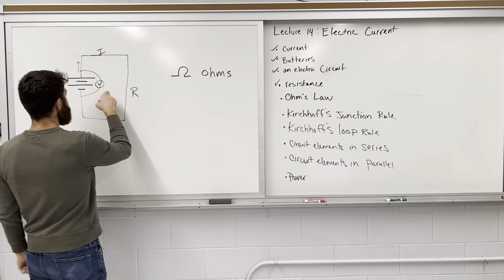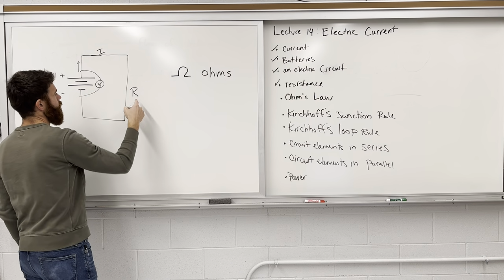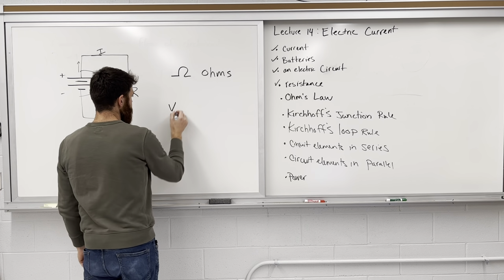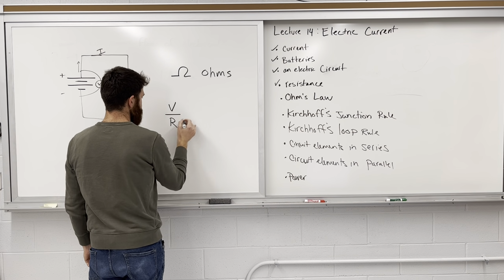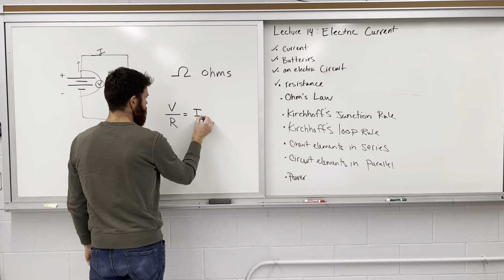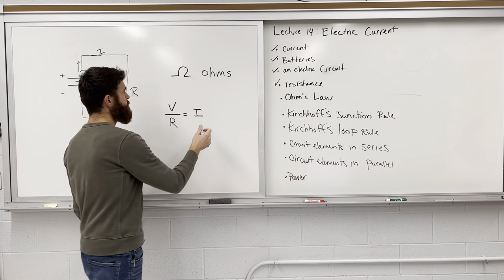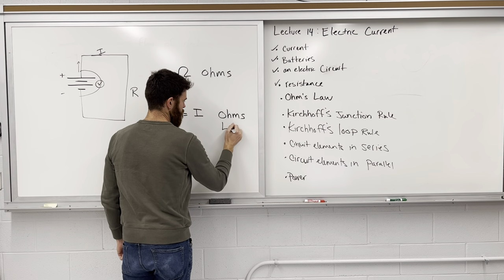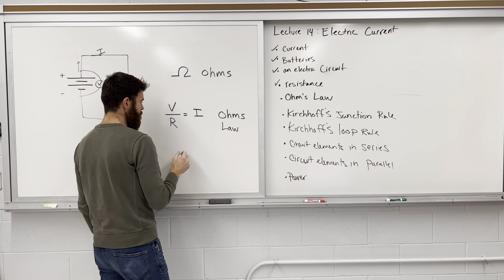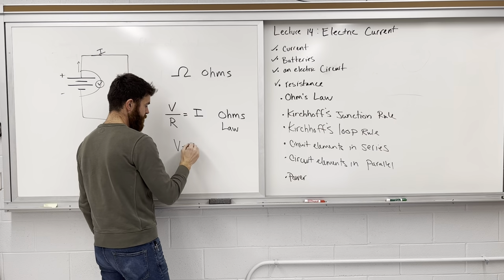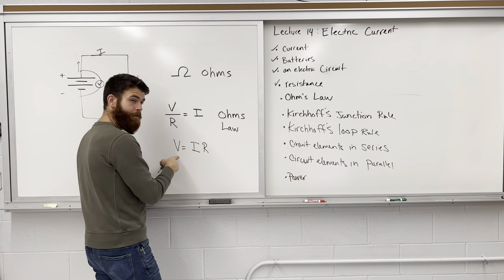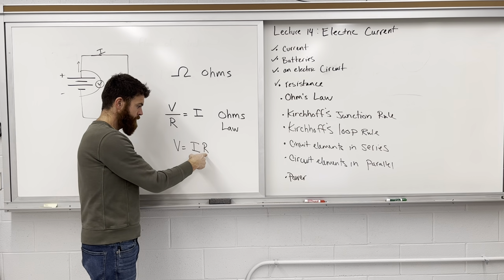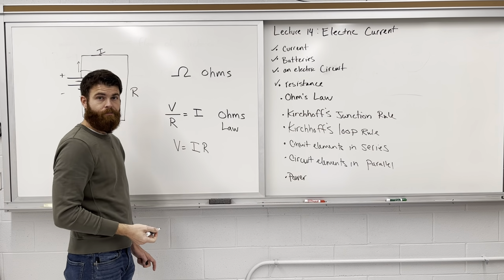And so the relationship between V, I, and R is that the voltage divided by the resistance in the circuit is equal to the current. And this is known as Ohm's law. It's also very commonly written as V equals IR. So the voltage of a circuit is equal to the current in that circuit times the resistance in the circuit.